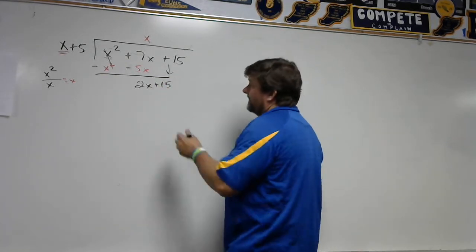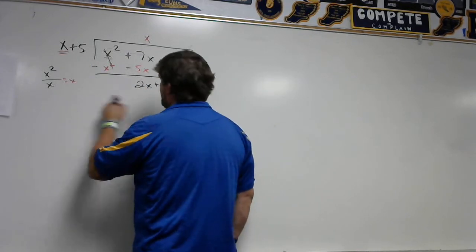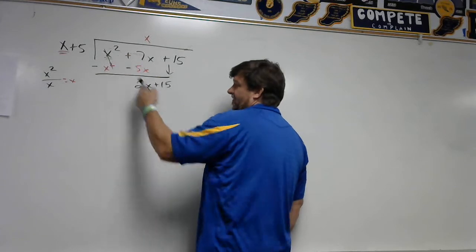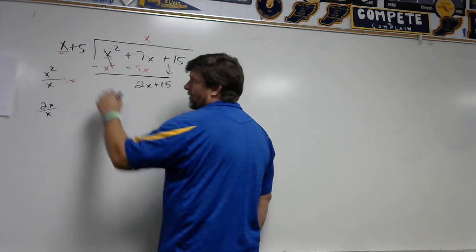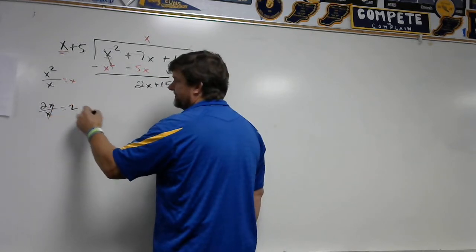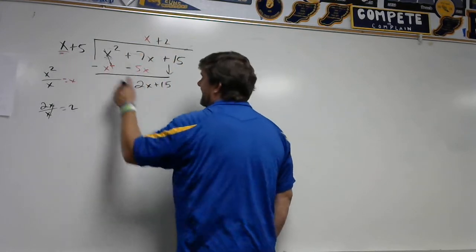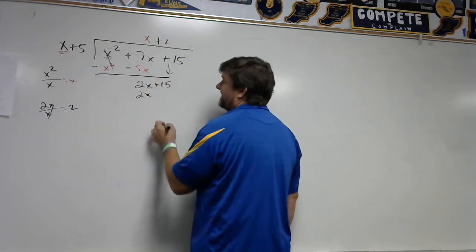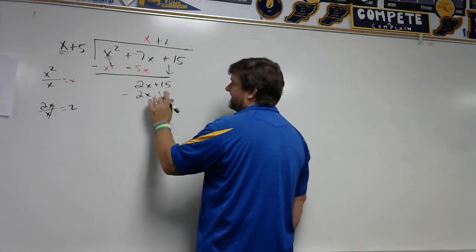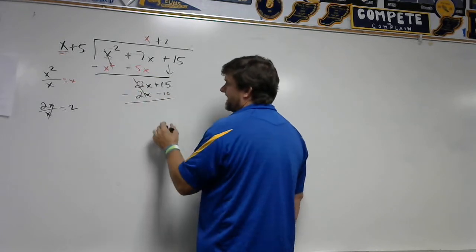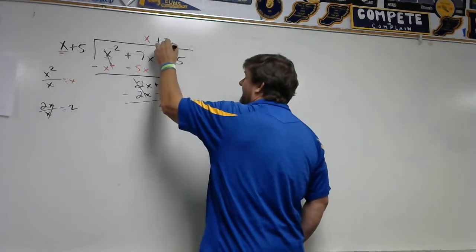Now from there, I've got to take my first term, because I canceled the first term out, and divide it by the first term of the binomial that's in front. Those become 2, and this will be plus 2. Now I multiply 2 times x is 2x. 2 times 5 is 10, so this is going to be plus 10. But I have to subtract them, so I change their signs. Those cancel, and I get 5. I have a remainder of 5.